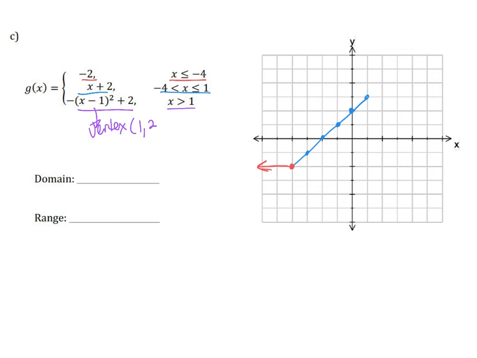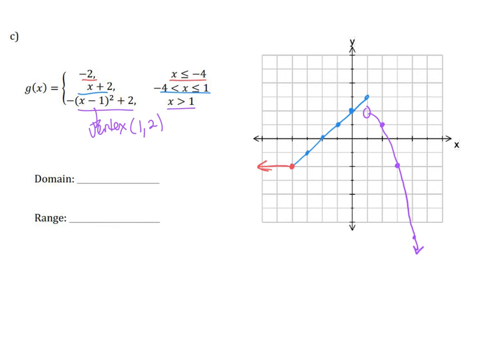My purple portion is a parabola with a vertex of 1, 2. I go to the right one, up 2. It has a negative stretch value. It's also exclusive at 1, so I have to do an open circle. Negative means it goes right 1, down 1, right 2, down 4, right 3, down 9. And that goes on infinitely because that's for all values greater than 1.